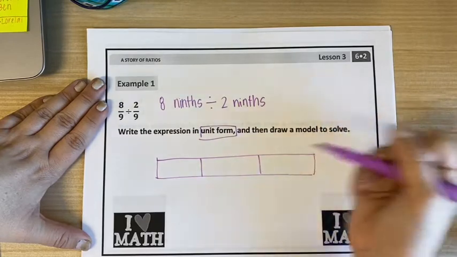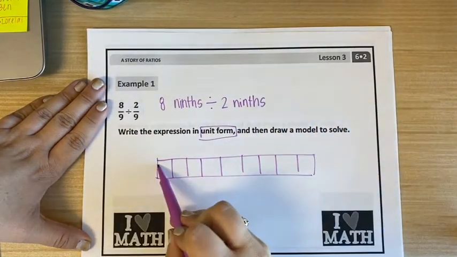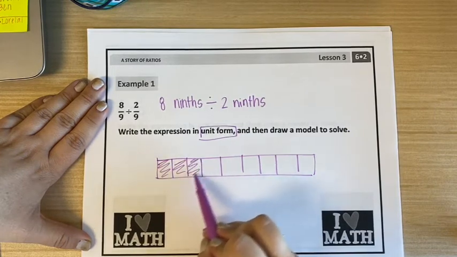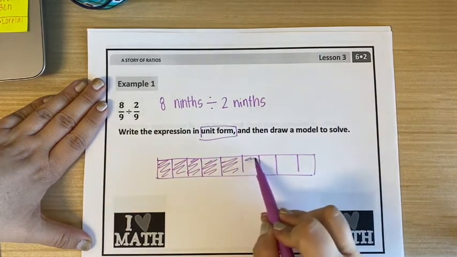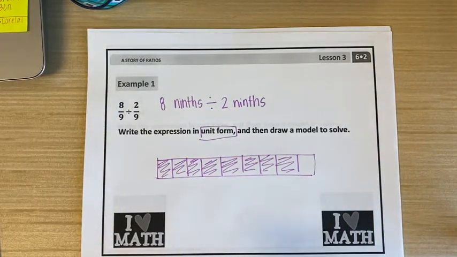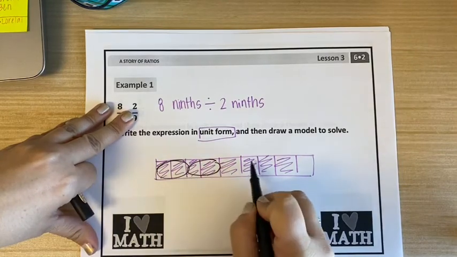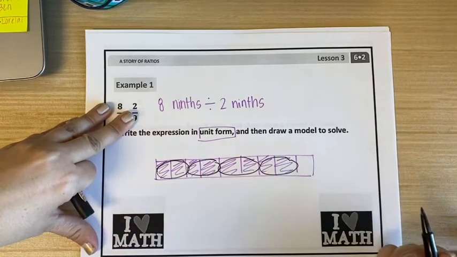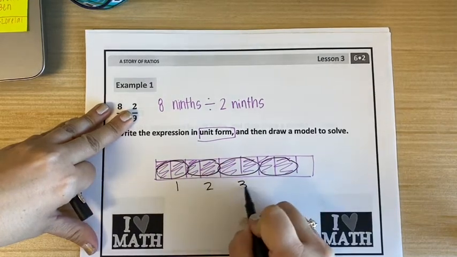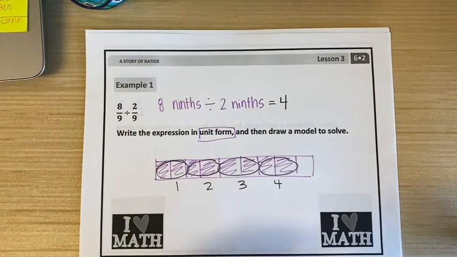Split it in 3 and then split each of those in 3. So 8/9, 1, 2, 3, 4, 5, 6, 7, 8. So there's 8/9, and I want to split it into groups of 2/9. So here's 2/9, 2/9, 2/9, 2/9. That's 1, 2, 3, 4. So my answer is 4.